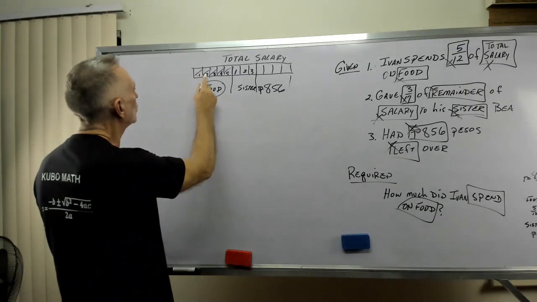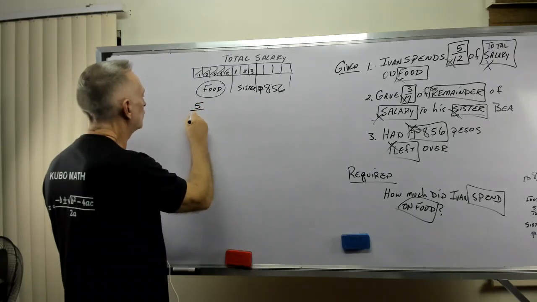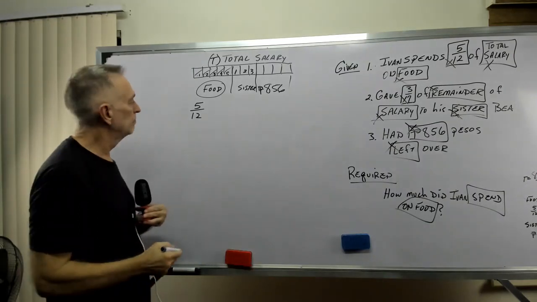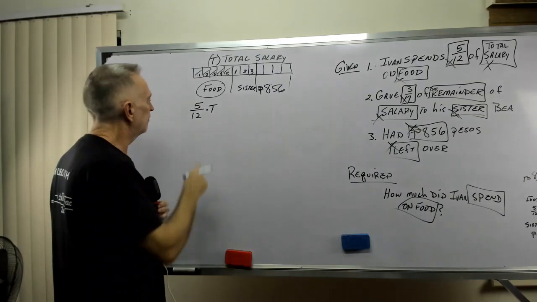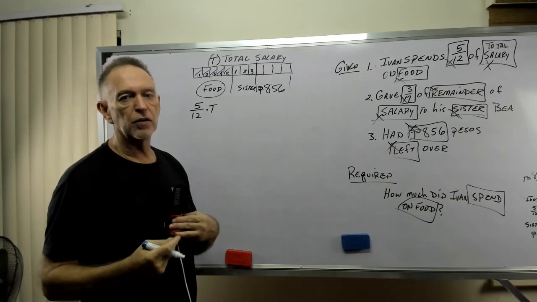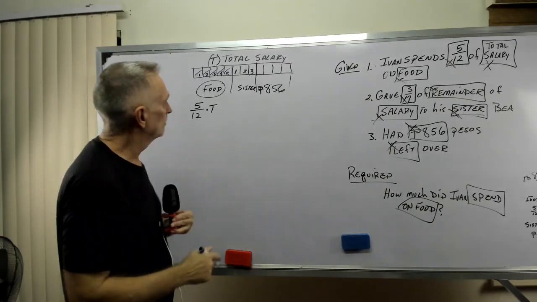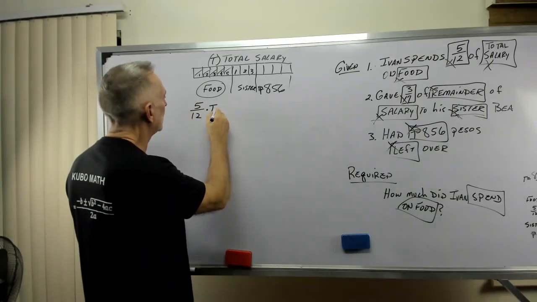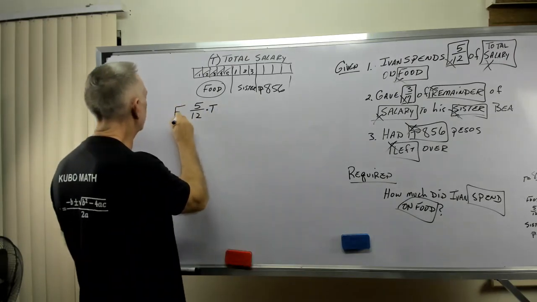Now, 1, 2, 3, 4, 5 of 12. 5 of 12. Now I'm going to call T his total salary. 5/12 of T. You've learned that when you hear the word "of" when you're dealing with fractions, you multiply. That holds true here. 5/12 of T equals how much they spent on food. So we'll say F is food.